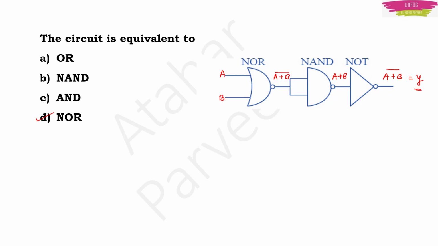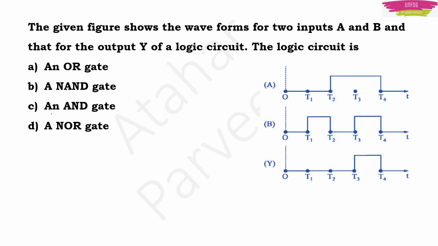So let us solve one more very important problem. The question is, the given figure shows the waveforms for two inputs A and B and that for the output Y of a logic circuit. The logic circuit is. So they have given you a timing diagram or a waveform. Here time interval is given in terms of inputs and outputs. So you have to find by seeing these waveforms or timing diagram which is the gate which gives this type of signals.